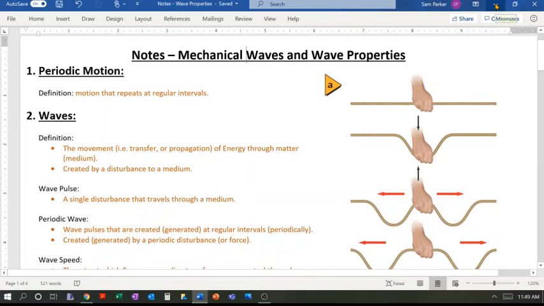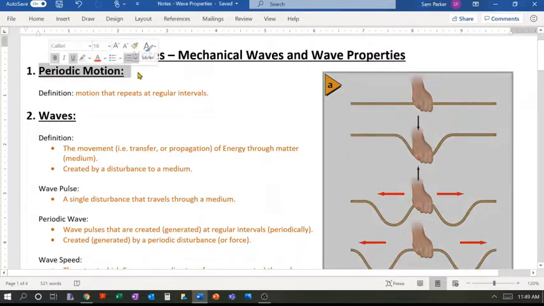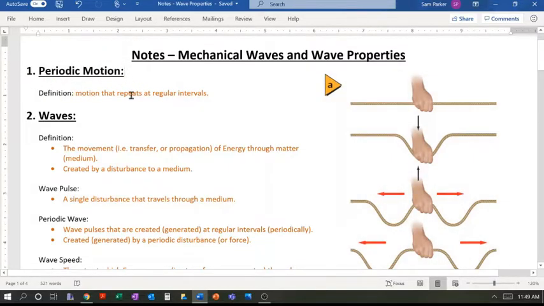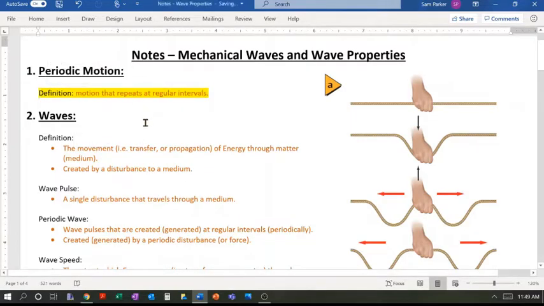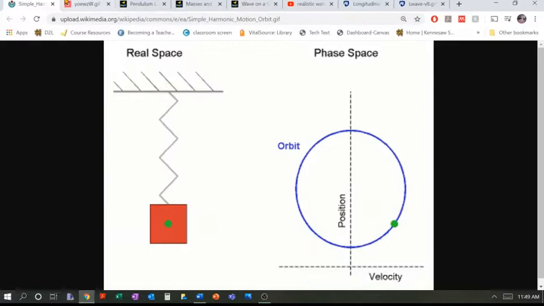Okay folks, I'm going to give a video lecture today on mechanical waves and the properties of mechanical waves. We'll first start out today by talking a little bit about periodic motion, motion that repeats at regular intervals. Let me start off by showing some examples of periodic motion.